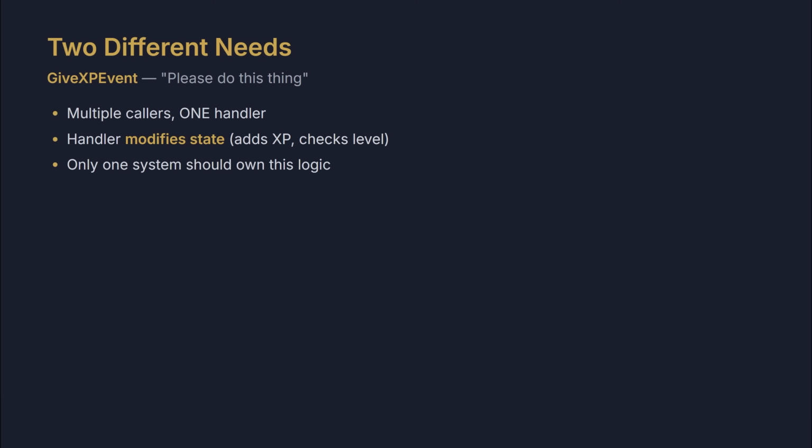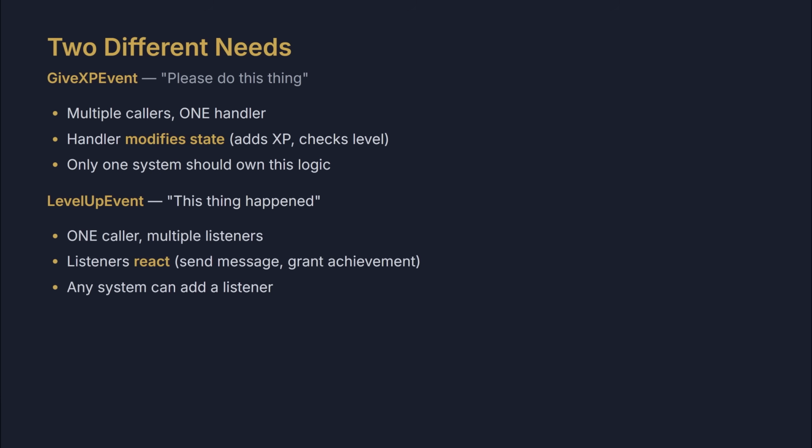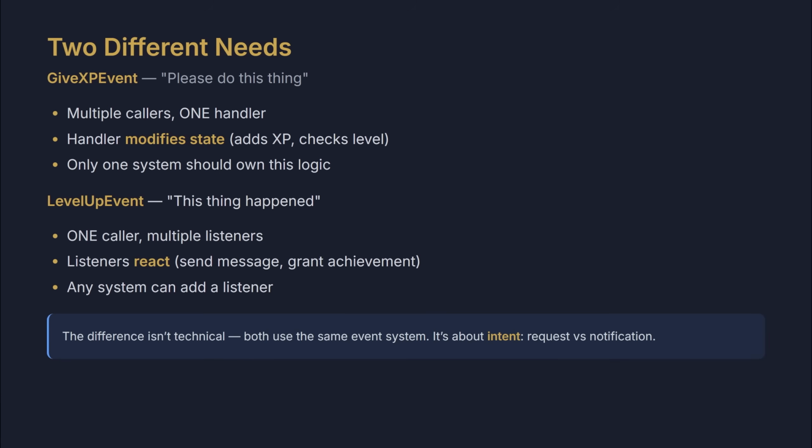So we have two different needs. With the GiveXP event, we have, hey, please do this thing. We could have multiple callers, but only one handler, and the handler modifies state. So only one system should own this logic. Whereas the level up event is more like, hey, this thing happened. We have one caller, but multiple listeners. And the listeners react. They don't modify state for this specific thing. They send a message, they grant an achievement, and any system can add a listener. The difference isn't technical. Both use the same event system. It's more about intent, whether we look at it as a request or a notification.